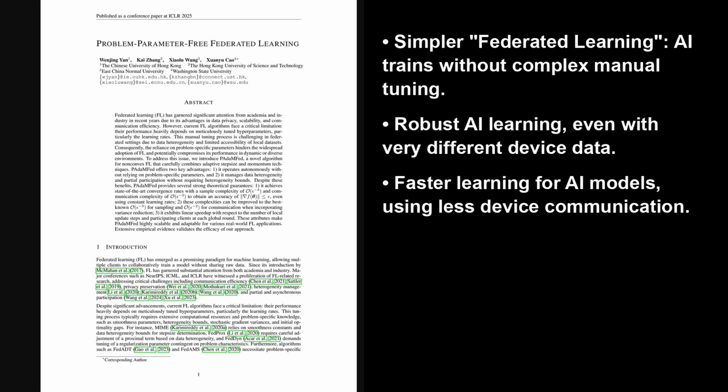I'm Alex. Today, May 10th, 2025, we're looking at an ICLR conference paper, Problem Parameter-Free Federated Learning, published a little over 3.5 months ago. It tackles a key challenge in federated learning, or FL, a method for training AI models across many devices without sharing their private data. Current FL often requires meticulous tuning of hyperparameters. These are settings like learning rates that control the learning process. This paper proposes a new algorithm that avoids this complex, problem-specific tuning, performing robustly even with significant data heterogeneity, which is when data varies greatly between devices.